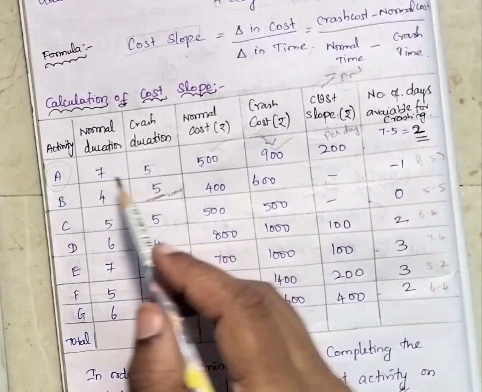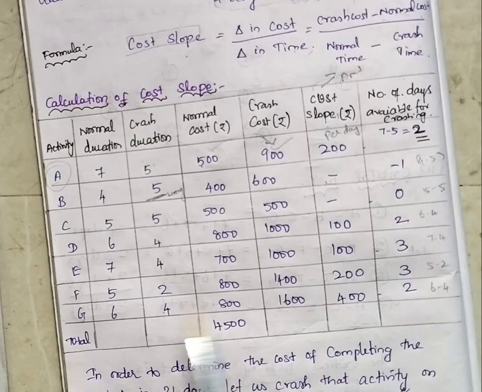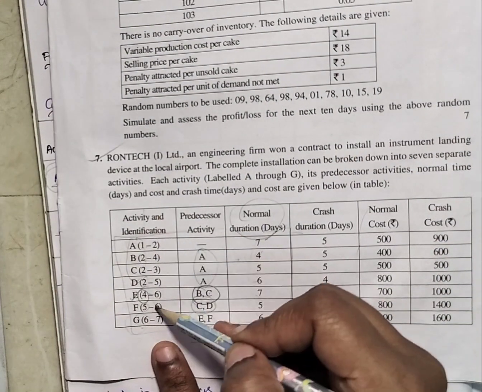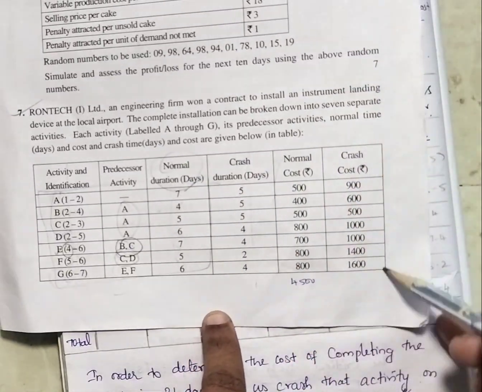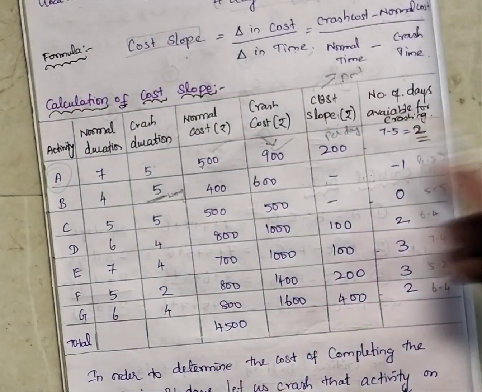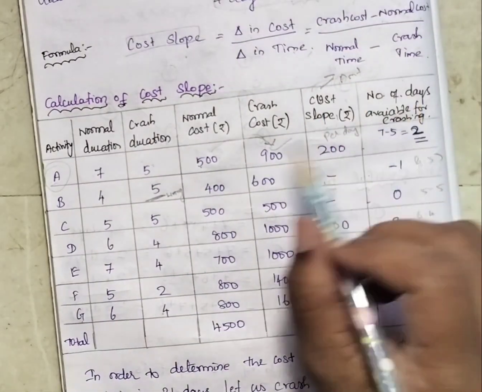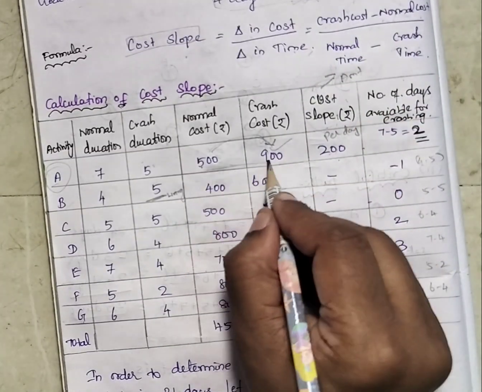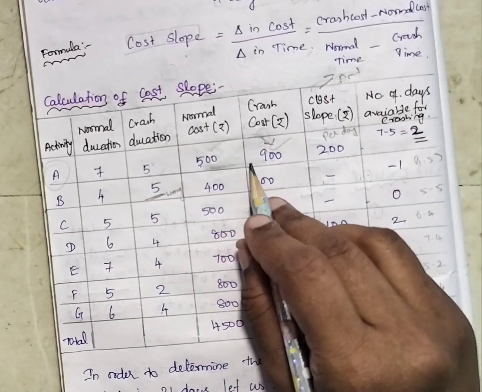By using this, for the cost slope we are going to make one table. This table is very simple. We can just write like this: activity, normal days, crash days, normal cost, crash cost. We just take those things. After that, the cost slope formula is the change in cost divided by the change in time.